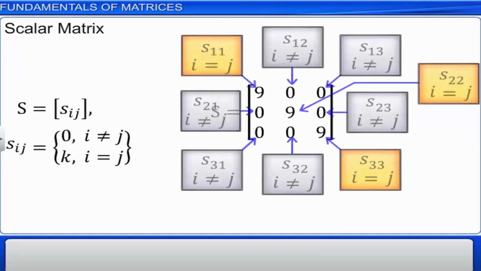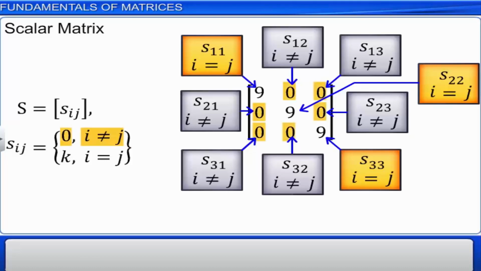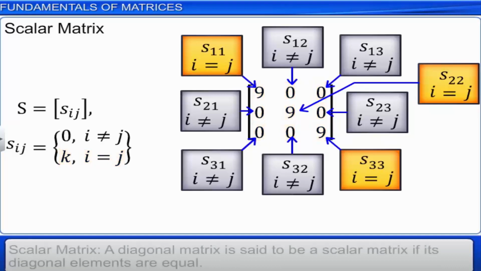Let's use the example matrix to understand the general form. This means that for i not equal to j, the element is 0, and for i equal to j, the element is a non-zero number k. A diagonal matrix is said to be a scalar matrix if its diagonal elements are equal.